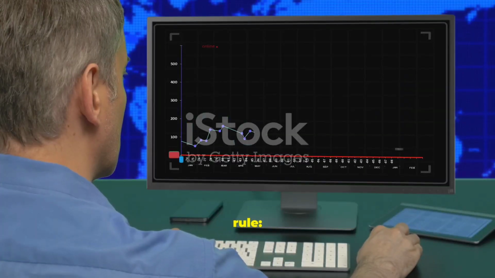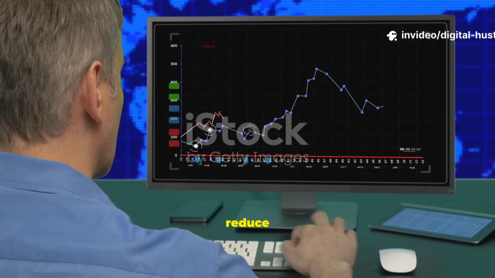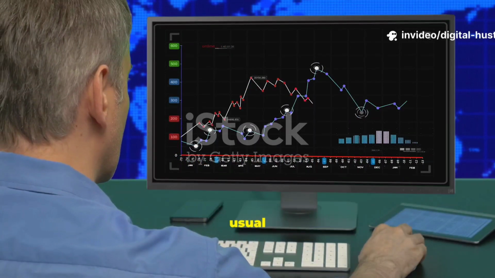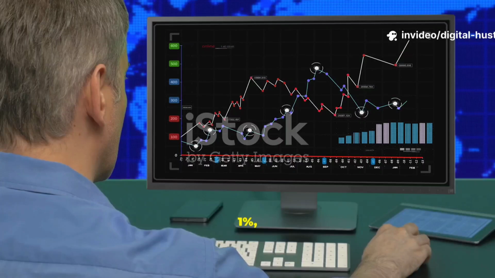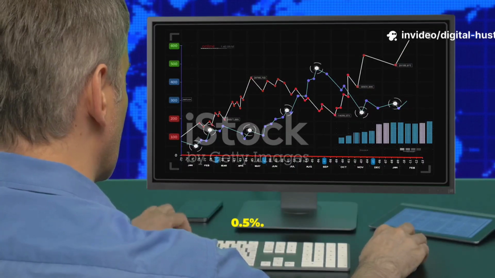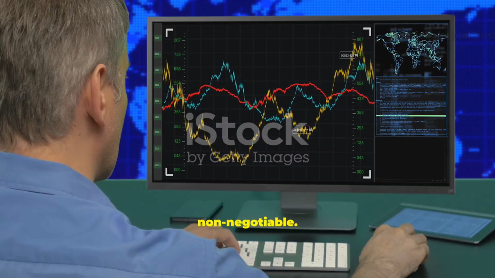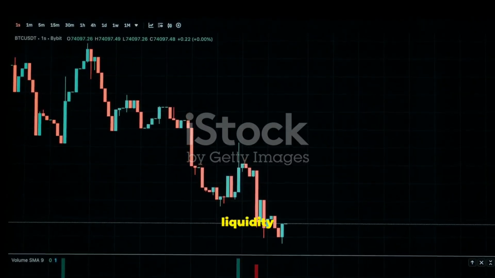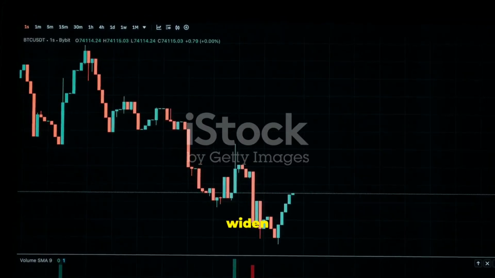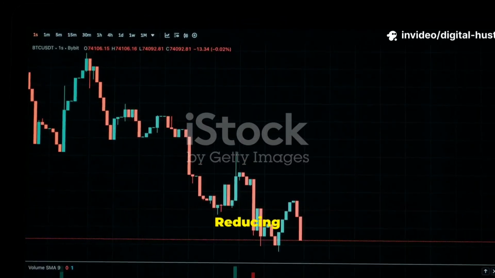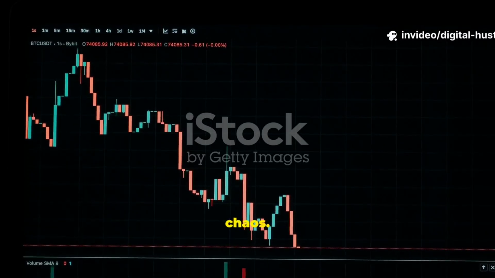Now the most critical rule, risk management. You must reduce your position size to a fraction of your usual risk. If you normally risk 1%, consider dropping to 0.5%. This is non-negotiable. During the release, a liquidity vacuum causes spreads to widen and slippage to occur. Reducing your size is your shield against this chaos.